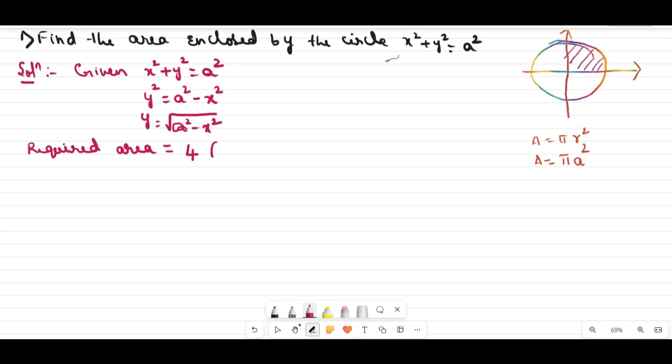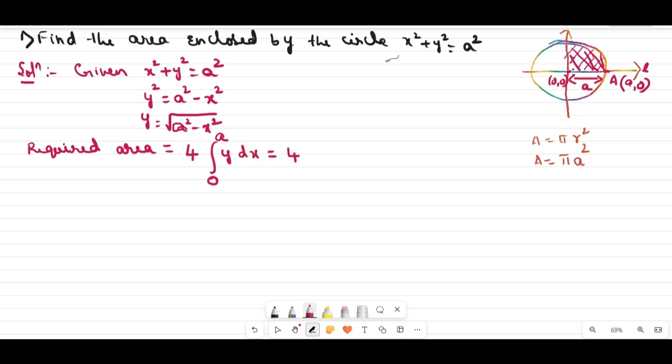4 times integral. Observe this properly. This point is the origin, 0, comma 0. They have given the radius, so from here to here the distance is a. If you take this point as A, the coordinates of A will be a, comma 0. So this point is 0, this point is a. You are finding the area of this portion on the x-axis from 0 to a. So here you must consider the lower limit as 0 and upper limit as a: 0 to a, y into dx.